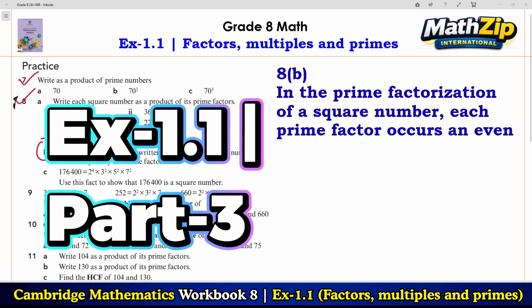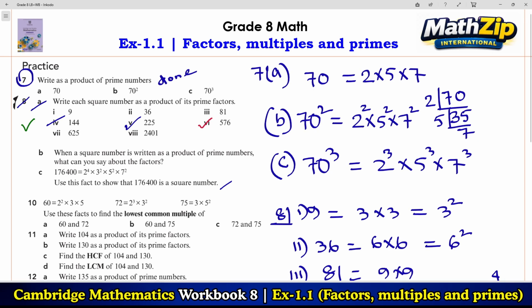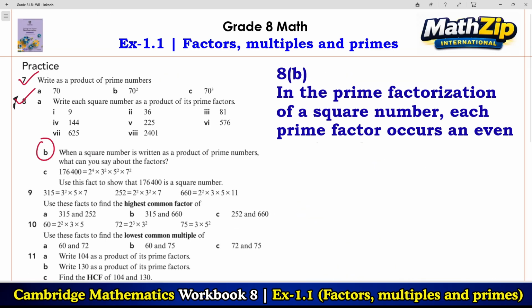Factors, multiples and primes. In this video I am starting from question 8b. Last video we completed question 8, right? So our question is, when a square number is written as a product of prime numbers, what can you say about the factors? Question 8b, we can say, in the prime factorization of a square number, each prime factor occurs an even number of times. How? Look, suppose 36.